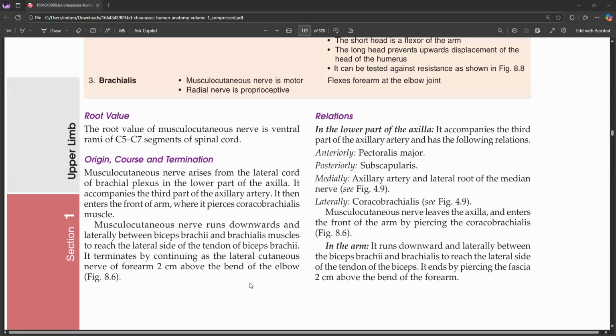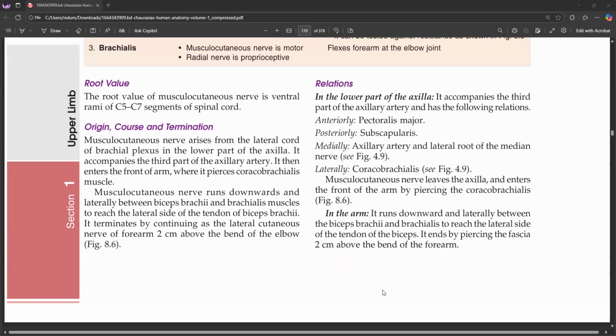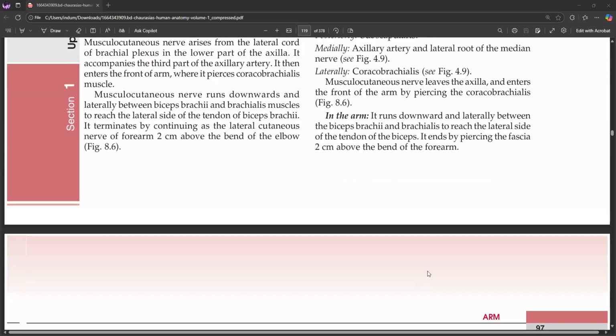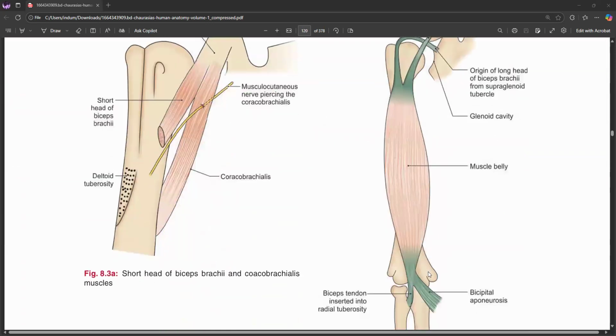See figure 4.9. Laterally, coracobrachialis. The musculocutaneous nerve leaves the axilla and enters the front of the arm by piercing the coracobrachialis, figure 8.6. In the arm, it runs downward and laterally between the biceps brachii and brachialis to reach the lateral side of the tendon of the biceps. It ends by piercing the fascia 2 cm above the bend of the forearm.